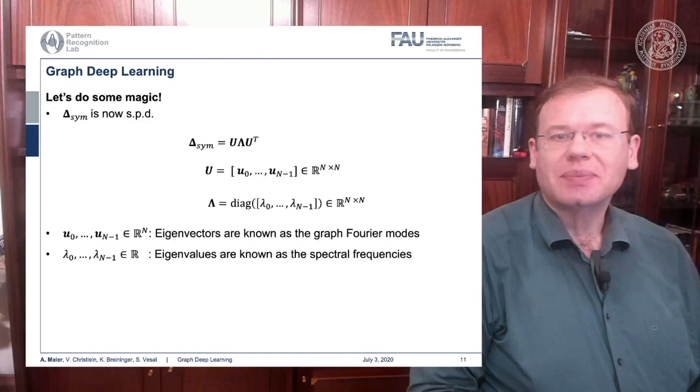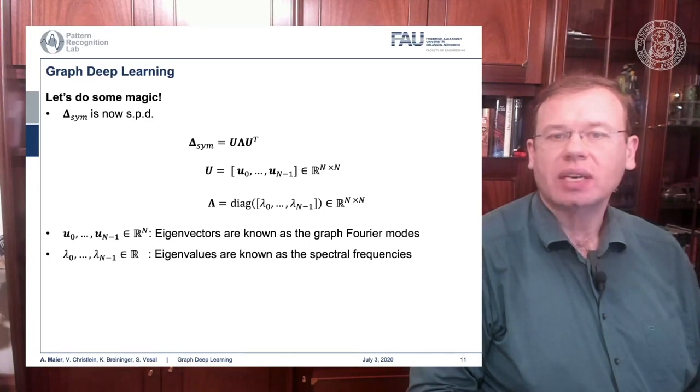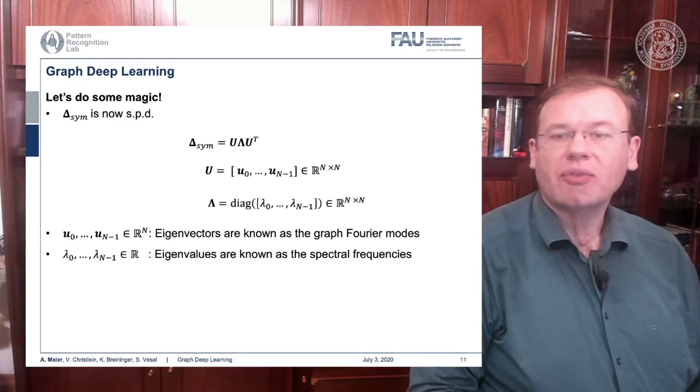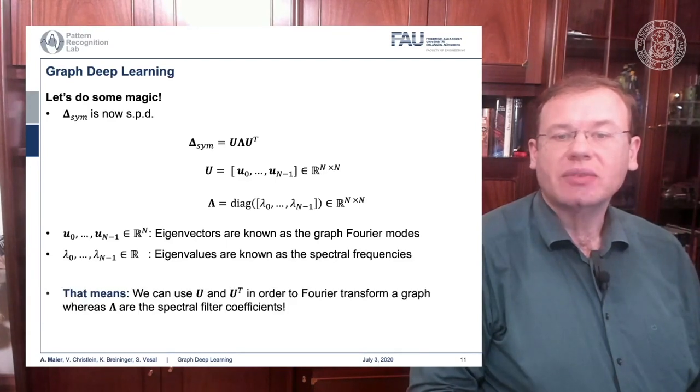So we can do some magic, and the magic now is if our matrix is symmetric positive definite, then the matrix can be decomposed into eigenvectors and eigenvalues. And here we see that all the eigenvectors are assembled in U, and the eigenvalues are on this diagonal matrix lambda. Now these eigenvectors are known as the graph Fourier modes, and the eigenvalues are known as the spectral frequencies. This means that we can use U and U transpose in order to Fourier transform a graph, and our lambdas are the spectral filter coefficients. So we can transform a graph into a spectral representation and look at its spectral properties.